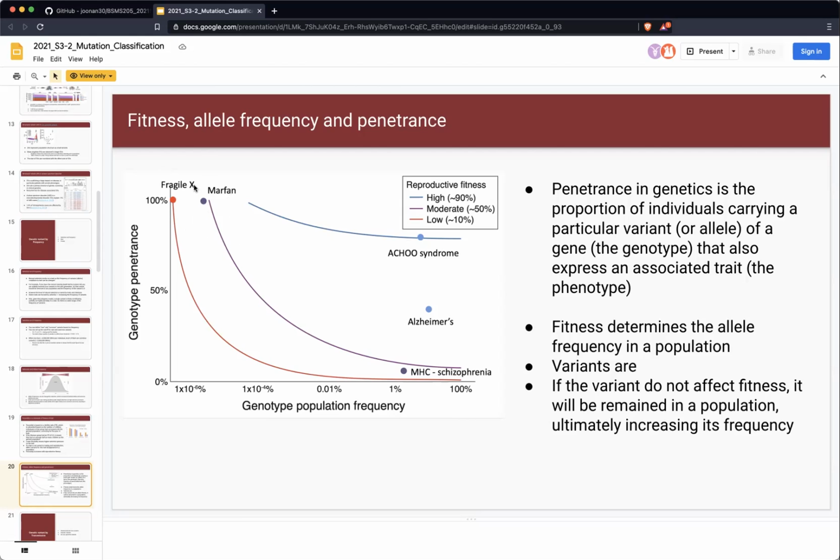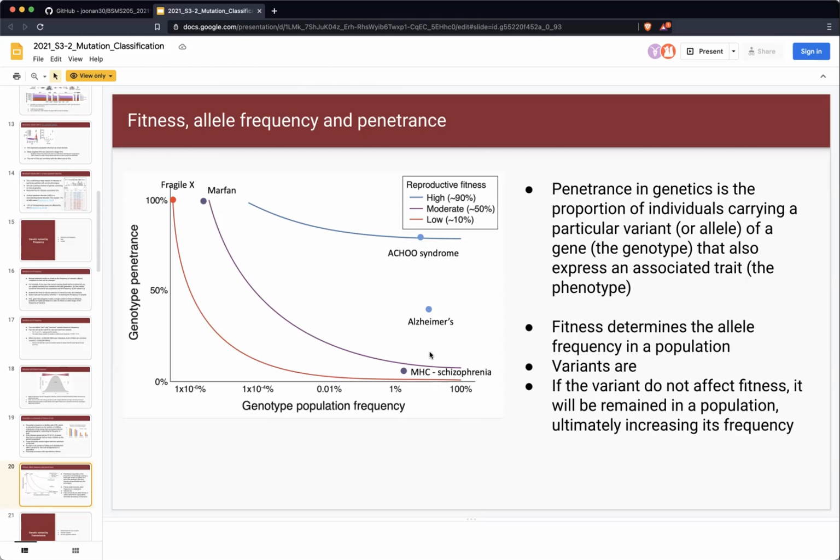If we know the mutation is causing Fragile X or Marfan syndrome, it is actually doing something in that individual, right? It is determining that phenotype. So in that case, we say that the penetrance is almost 100%, right? But then we have a different situation, right? That is the schizophrenia MHC mutation.